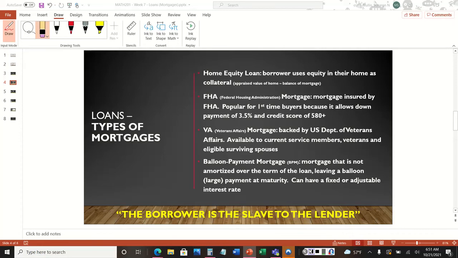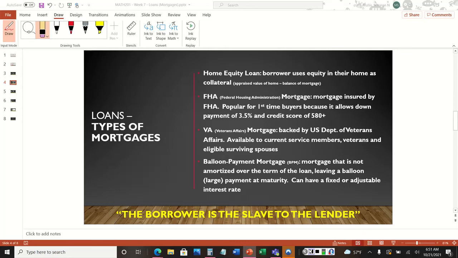The last type of mortgage that we'll discuss is the balloon payment mortgage, or sometimes referred to as BPM. This mortgage is not amortized over the term of the loan. It means that for the length of the loan, you're going to make payments, but you're not making payments to pay off equally, so that at a specific time it's going to be zero. What happens is, whenever you get to the maturity date, or whenever the loan is supposed to stop, there's going to be a large payment.